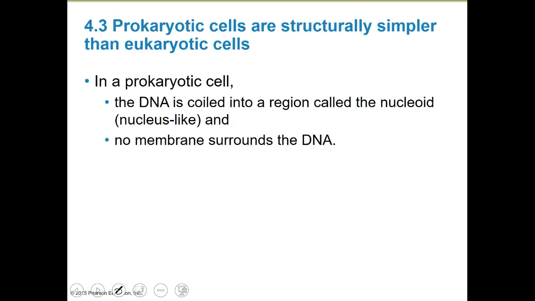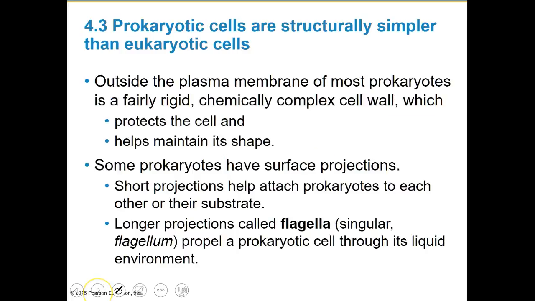In a prokaryotic cell, here's some differences. So before the kernel, the DNA is coiled in a region called the nucleoid region. Just means like nucleus-like, nucleoid, nucleus kind of. But it has no membrane to surround that DNA. Outside the plasma membrane of most prokaryotes, there's a fairly rigid, complex cell wall. So in some of them, we're going to find this cell wall. That helps protect and maintain shape, but there's some distinctions on that. We'll get to those a little bit later when we deal with more bacterial stuff. But know that there's going to be a cell wall there.